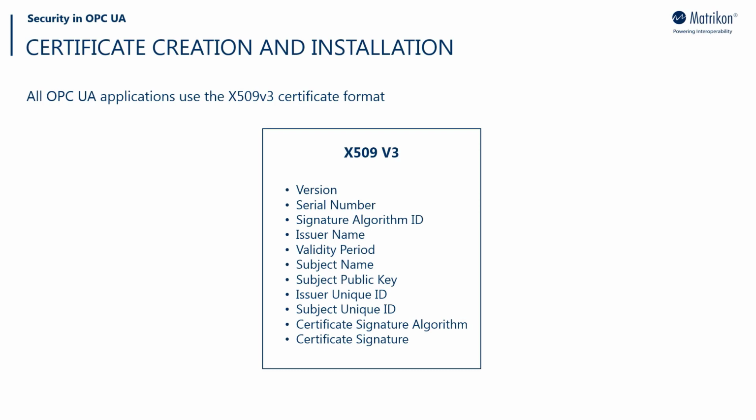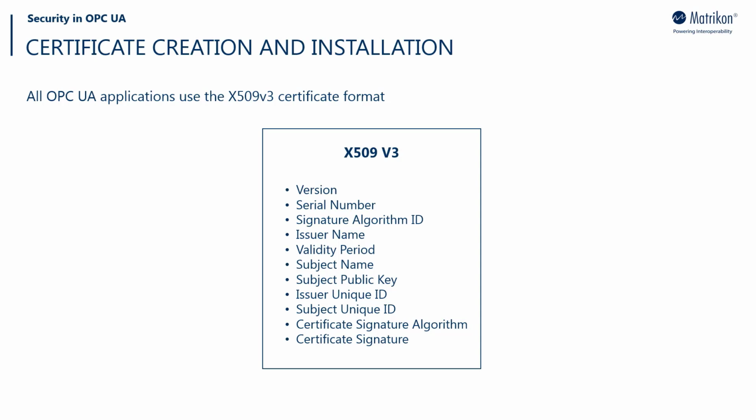No OPC UA application may establish communication with another application or entity without first establishing a trust relationship. This allows the application to determine the identity and the validity of the other, as well as determining the protocols for exchanging and securing messages. The information required to establish this trust is contained in the application instance certificate.